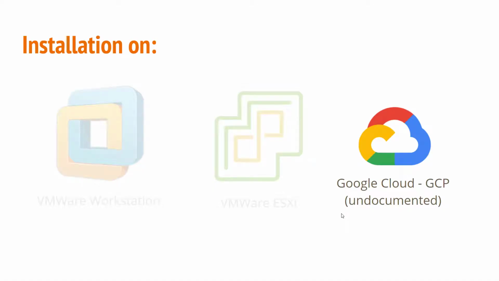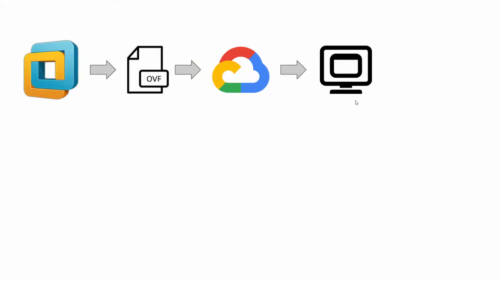Now we will install the CML2 in Google Cloud, GCP. Well, the first thing we will do is the same installation in a local machine using VMware Workstation. Okay? Then we will create an OVF file from this local installation, upload it to Google Cloud to create a virtual machine. And then from this virtual machine, we will create another one with KVM enabled.